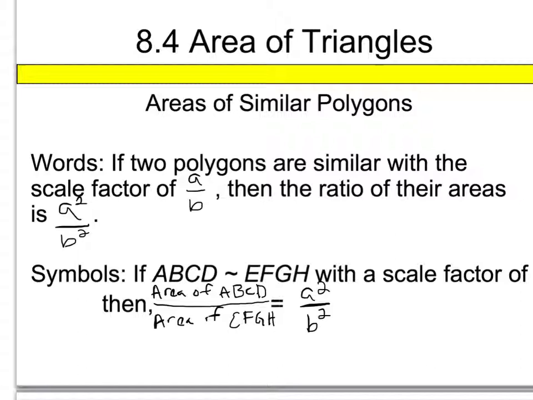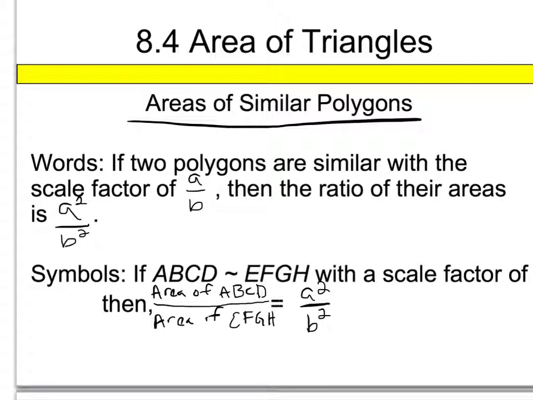It says this is going to be a postulate or a theorem. I apologize, a theorem that deals with the areas of similar polygons. Okay, if you take two polygons, if they are similar with a scale factor of a over b, we talked about scale factors before. If it has a scale factor of a over b, then the ratio of their areas is a squared over b squared.